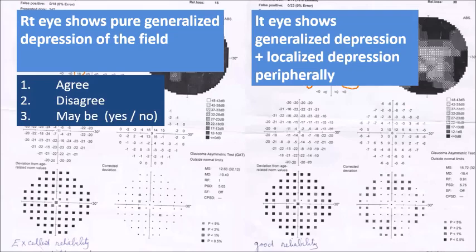In this slide, I'm going to ask you about these two fields. The right eye, this side, my question is, the right eye shows pure generalized depression of the field. Nothing appears here in the pattern deviation. And you need to choose one of these three things. So this is the result. We have one third of the responses saying yes, they agree, and the remaining say no, they don't agree, or maybe yes, maybe no.